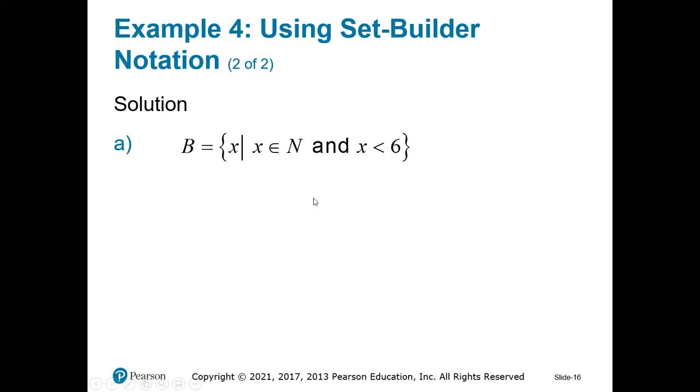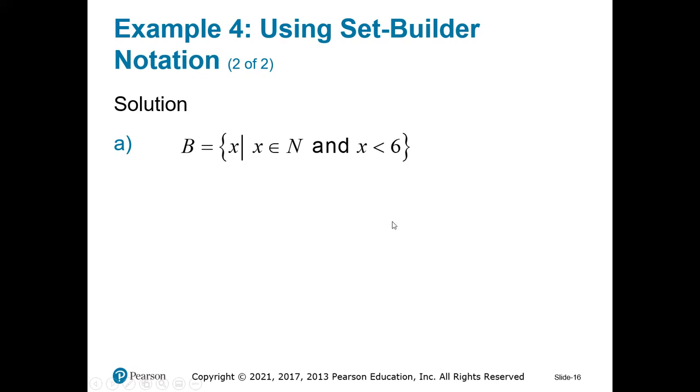Don't freak out or say, oh, what's this? Let's read this all together. It says set B is a set of elements, let's call them X. You see that bar here? You read it as "such that" or "so that" X is an element of N. And remember, we use the capital N to denote the set of natural numbers, and X less than 6. Basically, B is the set of natural numbers that are less than 6. So this is called set builder notation.